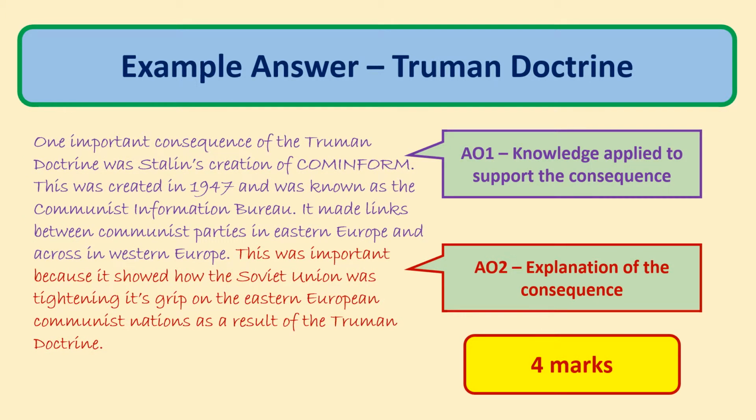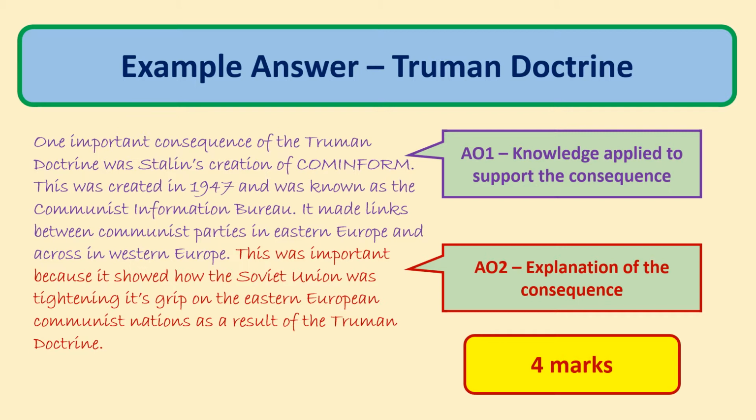Well, if we break that down, we can see we've got knowledge applied to support a consequence, i.e. Cominform. We've got the detail there. And the AO2 shows an explanation as to its consequence. It tightened the grip of Stalin on Eastern Europe. So this would get 4 marks. I've hit the knowledge, it's detailed, I've hit the explanation, it's a consequence going back to it, it would get 4 marks. Really simple.